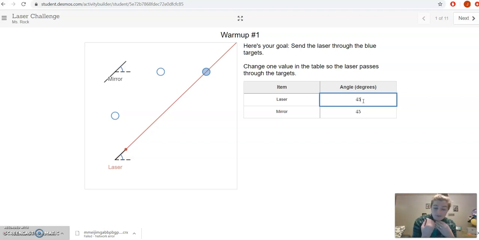Right now, I'm kind of happy with what I think the mirror's going to do, because I think if I have this laser pointing straight up, it's going to hit the mirror, and then when it hits the mirror, it's going to bounce off this way. So I don't want to change the mirror, I want to change the laser.